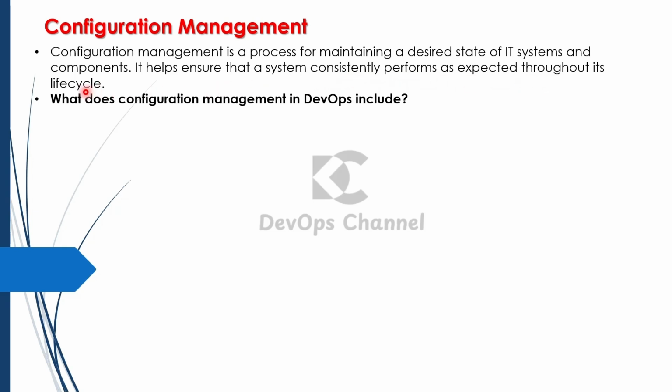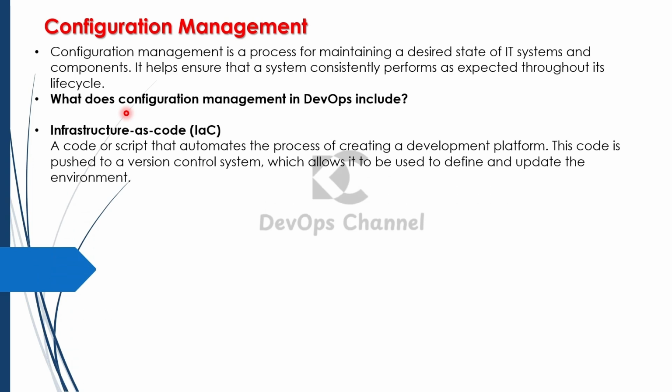Okay, so configuration management in DevOps includes four forms. So they are infrastructure as code, which we have discussed in an earlier section. So if you haven't seen that, please go through that lecture. So in here, it is a code or script that automates the process of creating a development platform. Okay, this code is pushed to a version control system, which allows it to be used to define and update the environment. Okay, whatever infrastructure you are going to deploy.